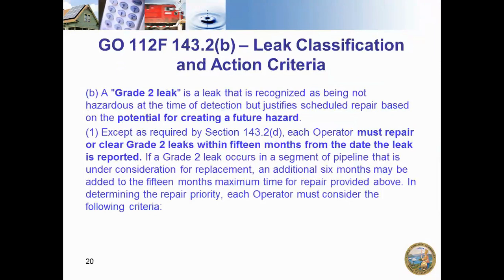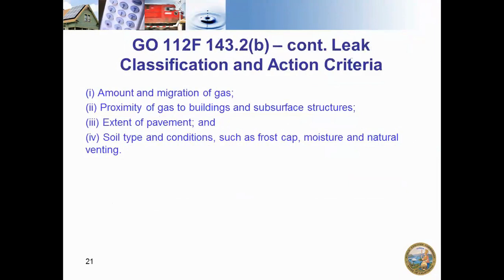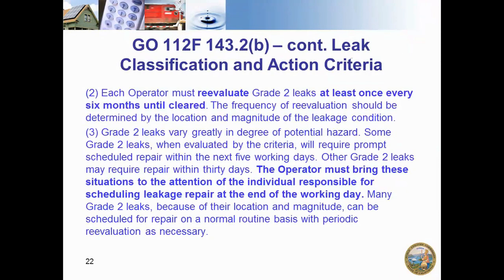You have to determine the repair priority and consider the amount of migration of gas, proximity to buildings and other structures, extent of pavement, and soil type and conditions. Each grade 2 leak must be reevaluated every 6 months. So if you have a grade 2 leak on your system, you can't just leave it there for 15 months and then go out and repair it. You have to go out with your leak survey equipment and take a look at that grade 2 leak every 6 months to verify that it is still a grade 2 leak. It hasn't become a grade 1 leak.